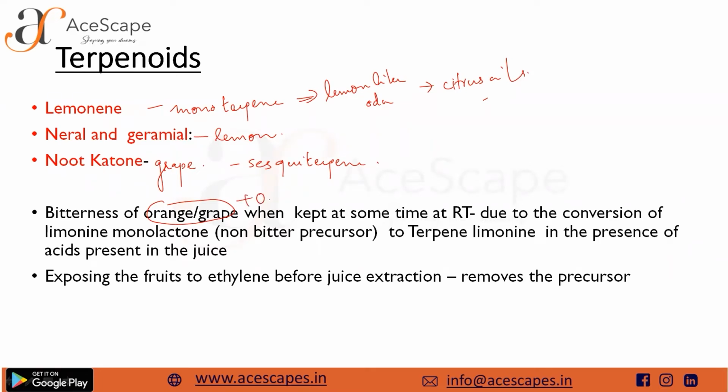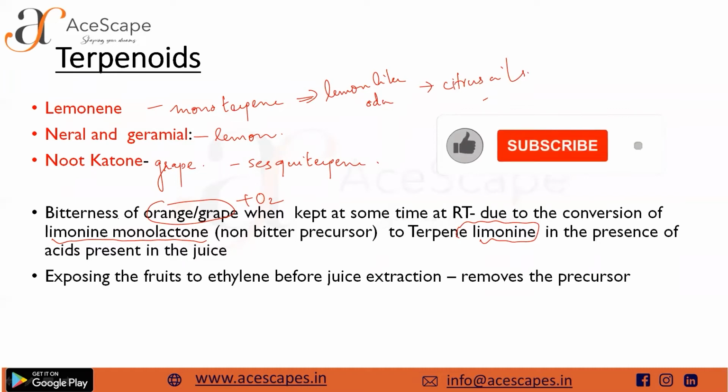It will react with oxygen, so some conversion will take place. What is happening is that a compound called limonene monolactone is present in orange and grapes. When it reacts with oxygen, it will convert into limonene. This conversion is responsible for the bitterness of orange and grape.